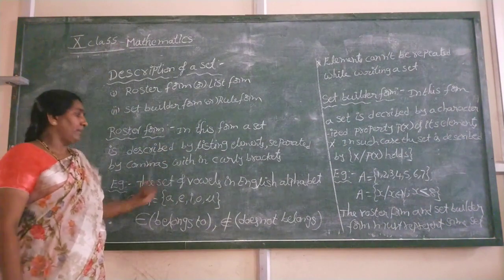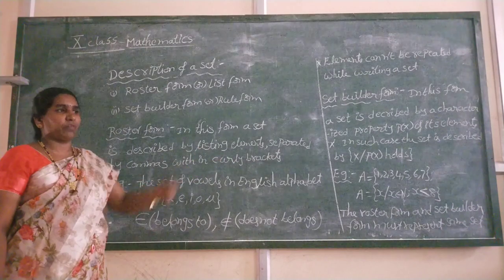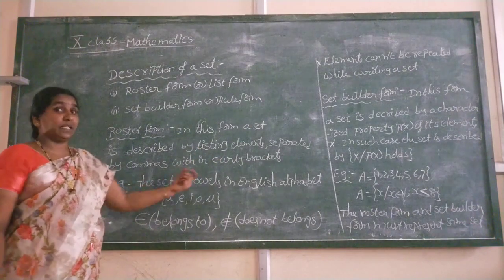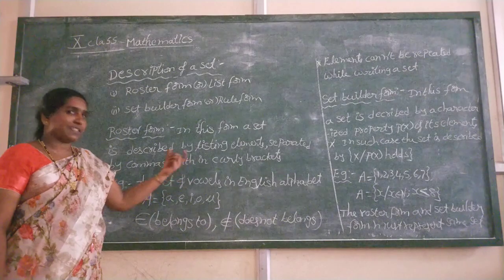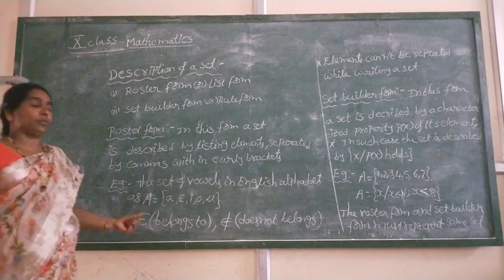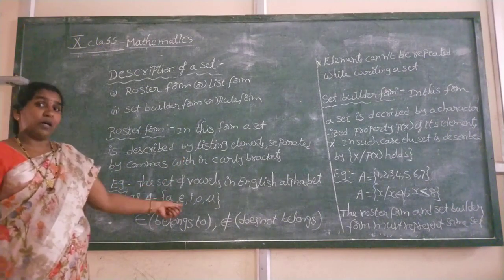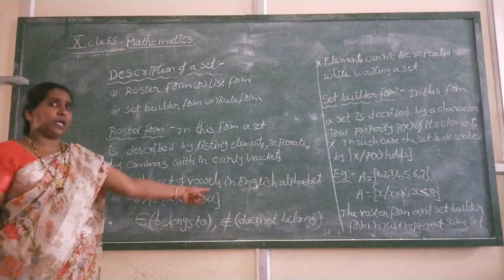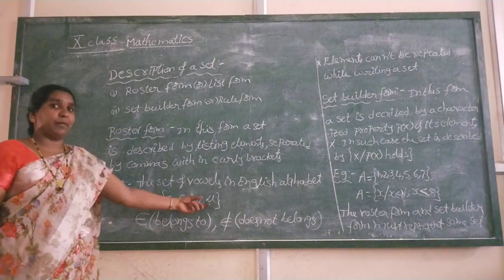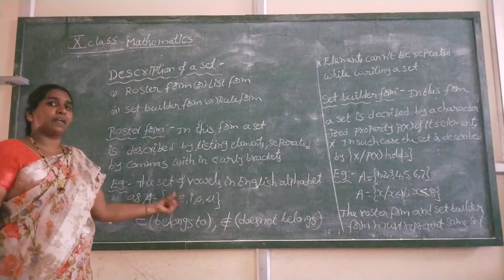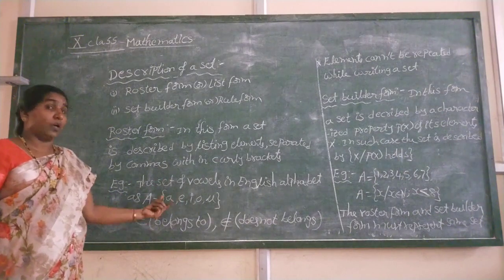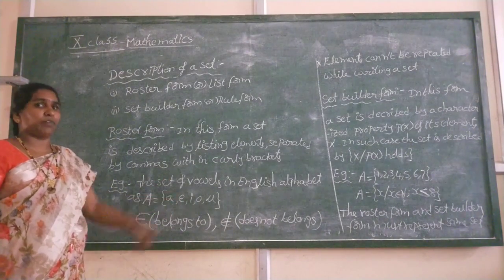For example, the set of vowels in the English alphabet. We describe that set as A equal to A, E, I, O, U. Those are the elements of the set. Those are the vowels of the English alphabet.